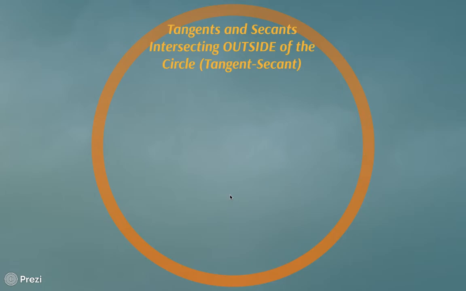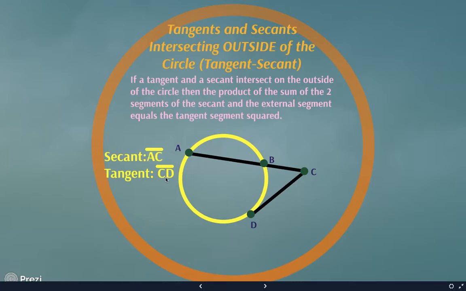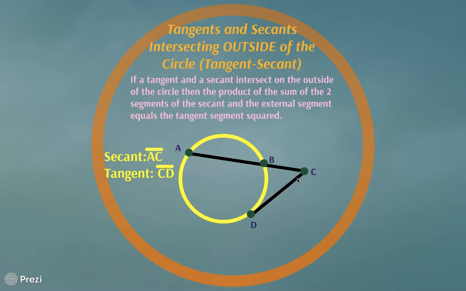All right, the final property we're going to talk about is tangents and secants intersecting outside the circle. I'm going to call this the tangent secant rule. We have a circle with a tangent, which in this case is CD, and the secant is AC. Again, I'm going to read the rule, but it's a bunch of mumbo jumbo in my opinion. I'll break it down later on.